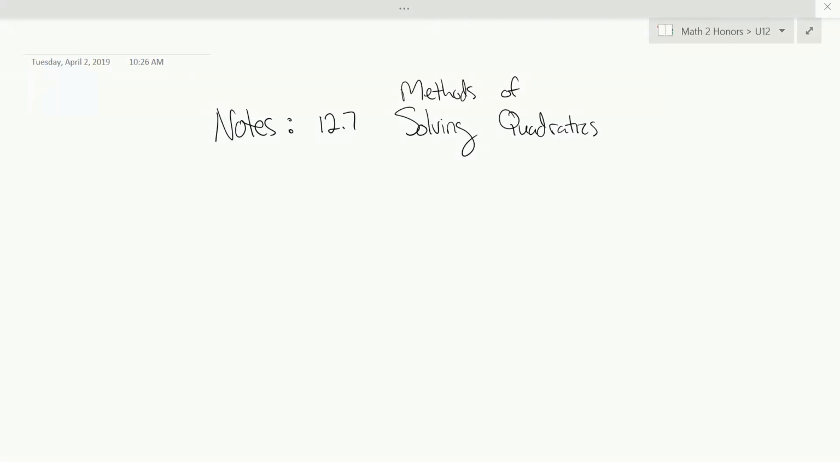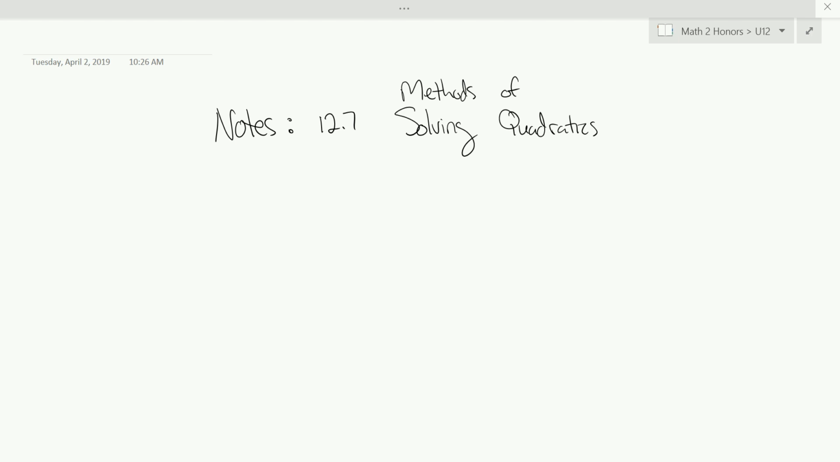The title of the notes is Methods of Solving Quadratics. There are three methods: factoring, completing the square, and the quadratic formula. I'm going to give you four problems, and we're going to work through them, solving each one in three ways, so you can see the methods side by side and get a little more familiar with the solving part.